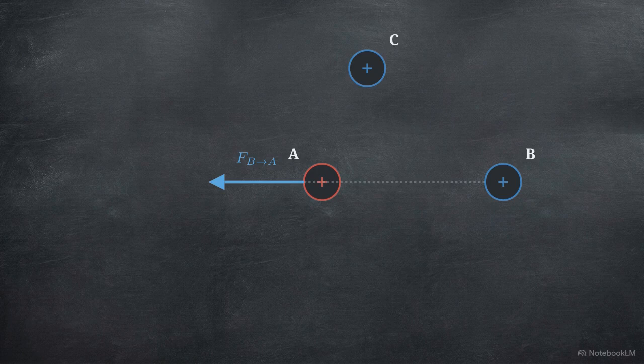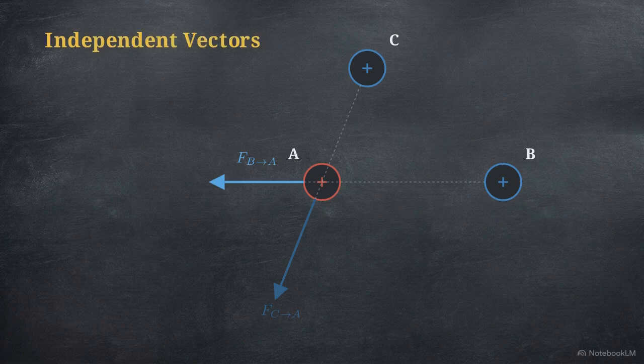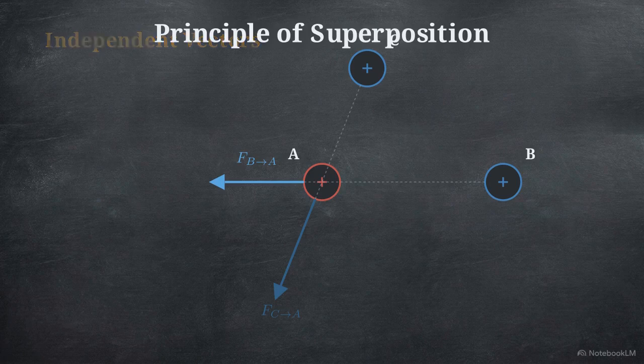The original force between A and B remains exactly the same. The presence of charge C doesn't block or weaken it. Instead, charge C simply creates a second, completely independent force on charge A. This is the principle of superposition.